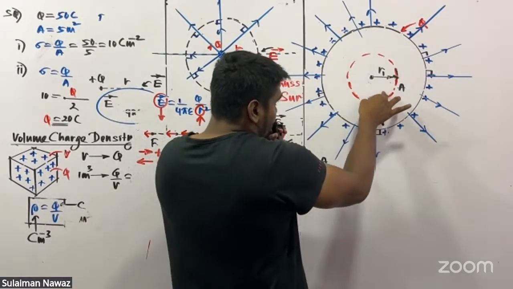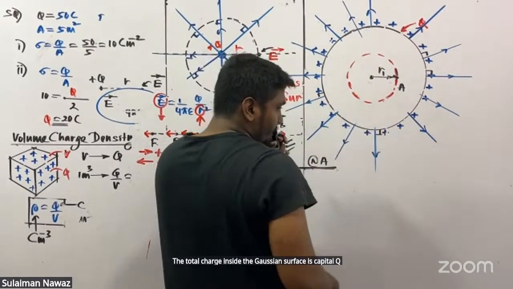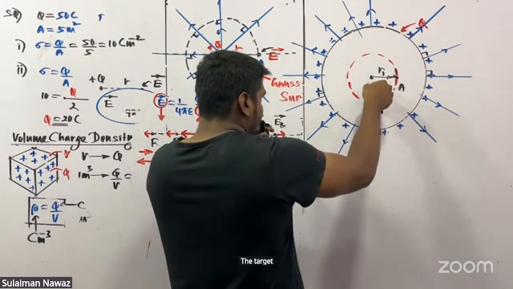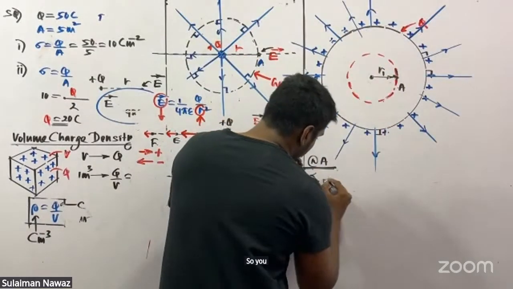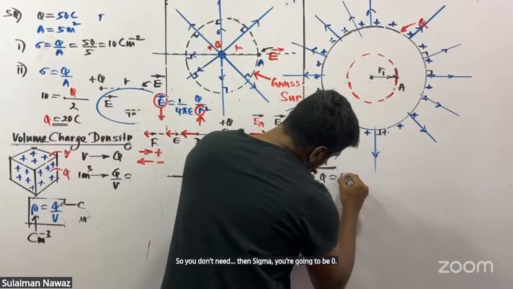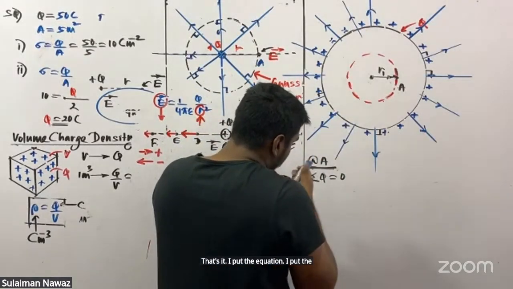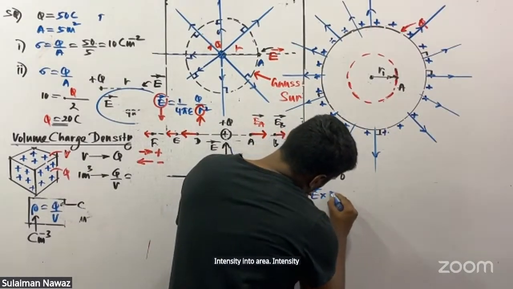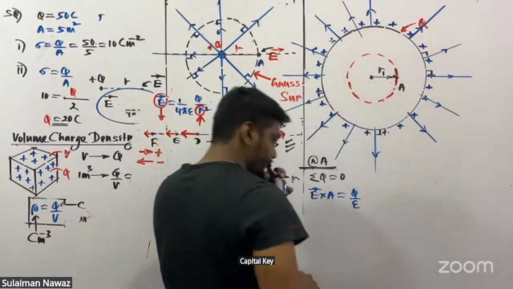Somebody will say the total charge inside the Gaussian surface is capital Q. Answer: the total charge inside the Gaussian surface is 0, no charge inside the surface. Then sigma Q is going to be 0. Apply the equation. We all know that intensity times area must be equal to capital Q over epsilon.